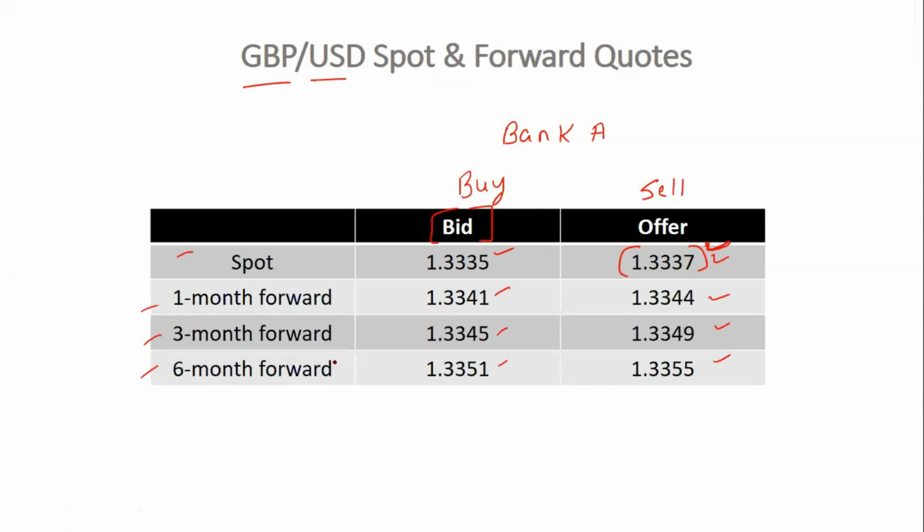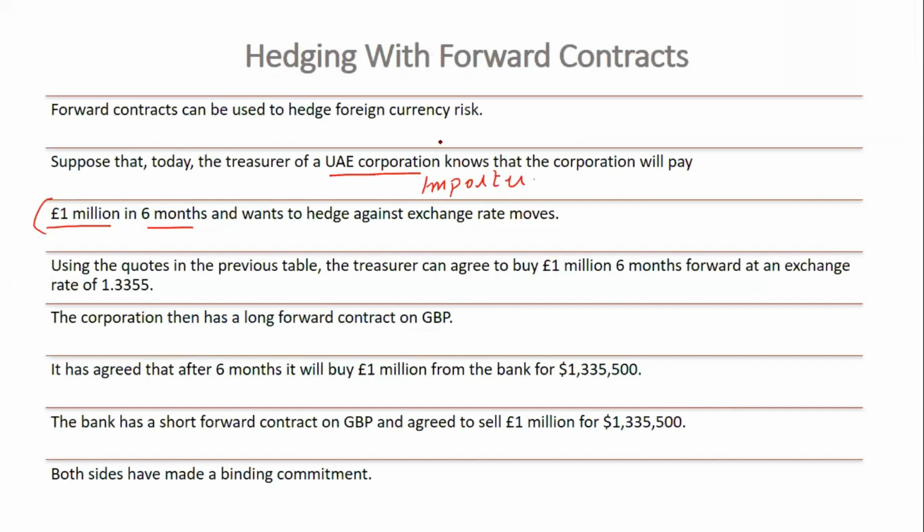But the contract says that the payment is going to happen in future, in 6 months, right? Now, this UAE company has no idea what the prices are going to be in future, correct? It is very much possible that, let's say, dollar has depreciated against pound, and you have to pay a huge amount of dollars to buy the same amount of pounds. So this person or this company wants to hedge the risk.